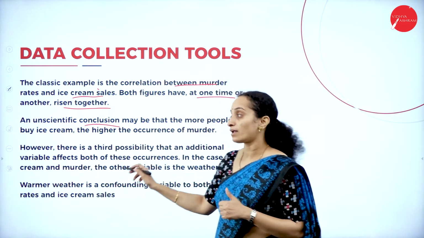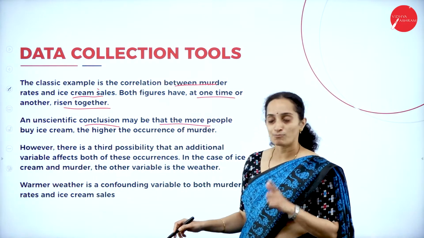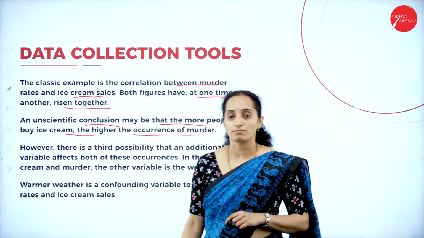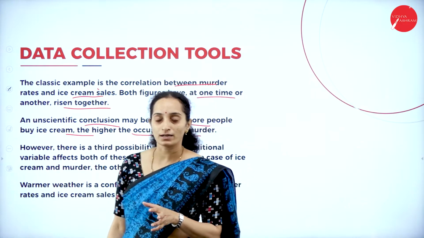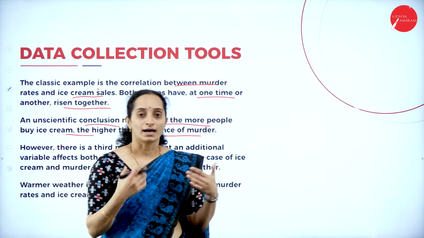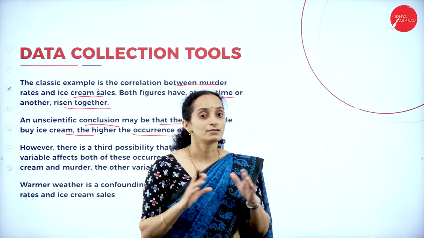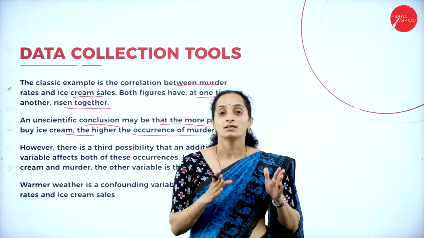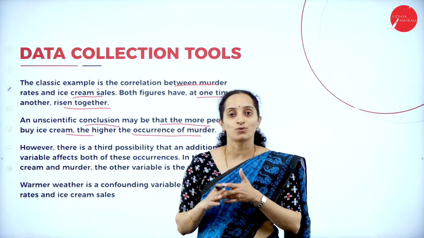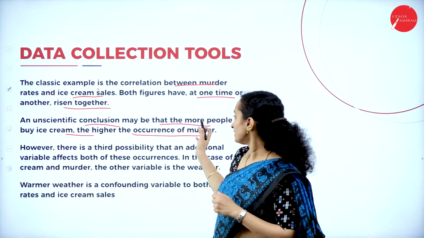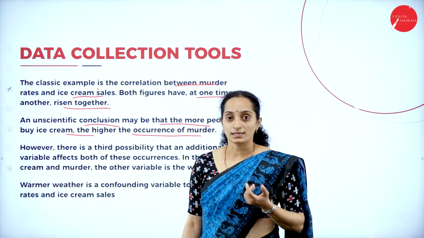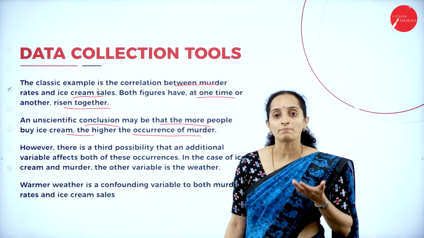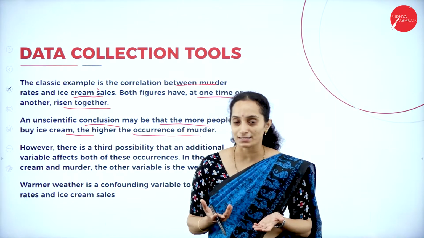An unscientific conclusion may be that the more people buy ice cream, the higher the occurrence of murder. So this is a wrong conclusion. The collection of the information has happened in different situations but at the same time. But somebody who has researched both the topics can conclude that if more ice creams are bought, there may be a rise in murder rate. What happens is, it affects the sale of the ice cream, isn't it?